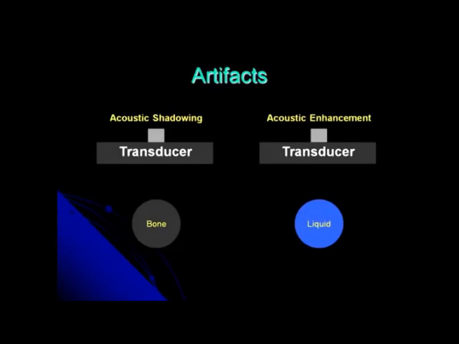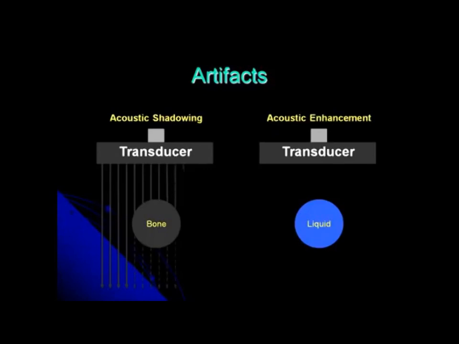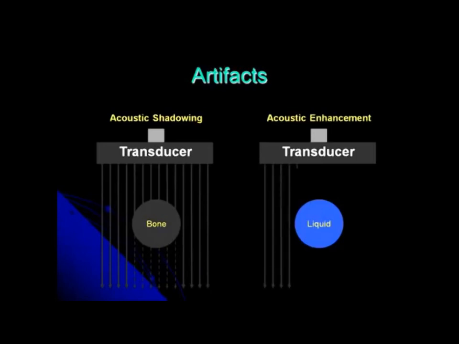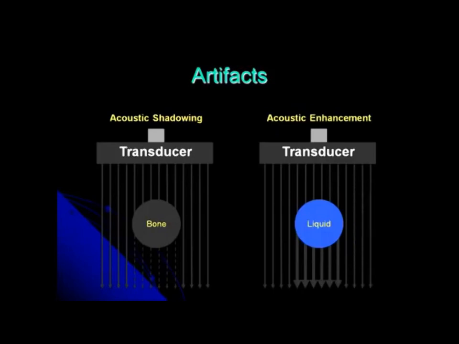The two artifacts you should be aware of are acoustic shadowing, which occurs when the ultrasound hits bone or something hard like a gallbladder stone or a kidney stone, and you'll see a shadow behind that structure, and that's an artifact. And acoustic enhancement describes what happens when ultrasound goes through a liquid such as blood in a vessel or urine in a bladder. You'll see an enhancement behind the structure. Both of these are artifacts.